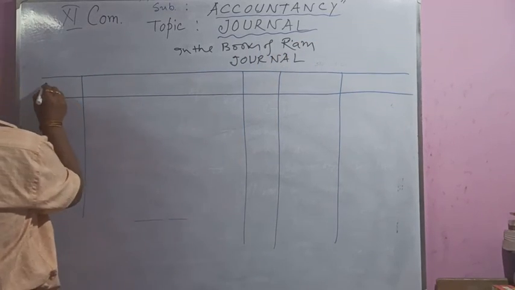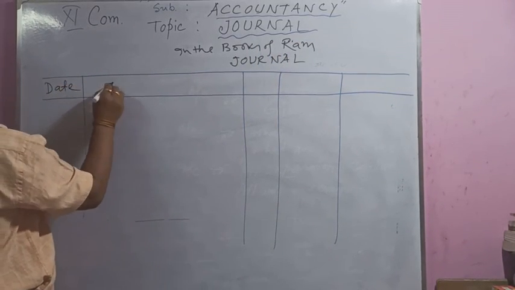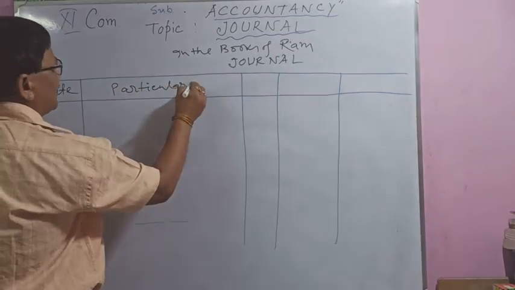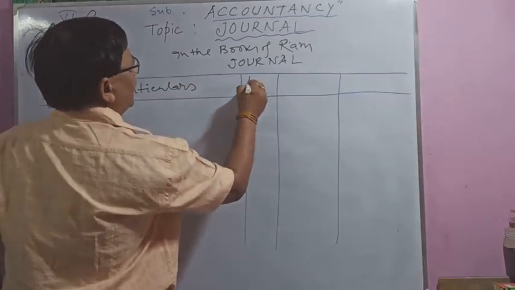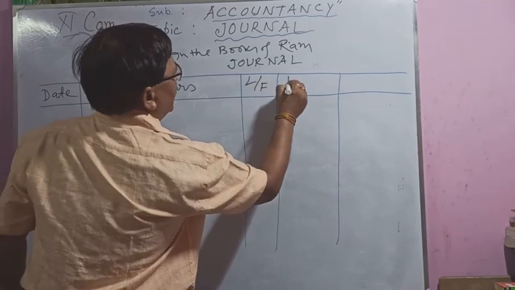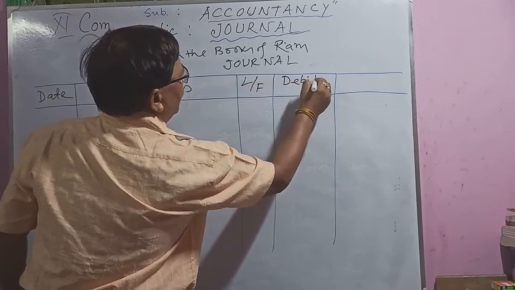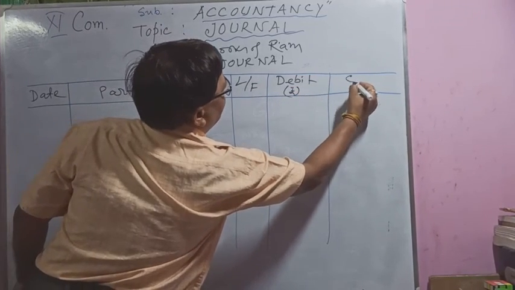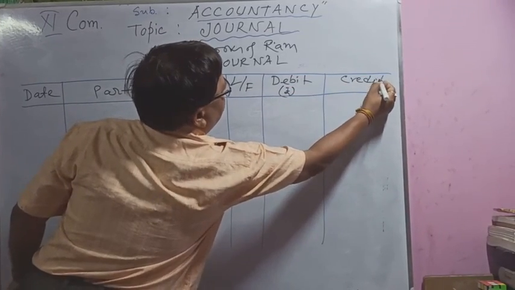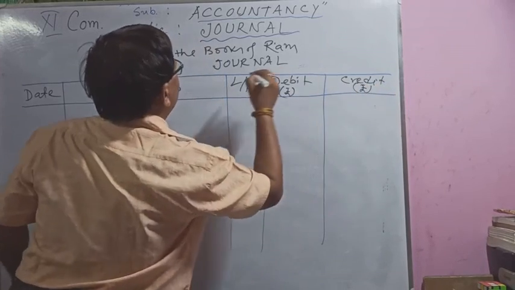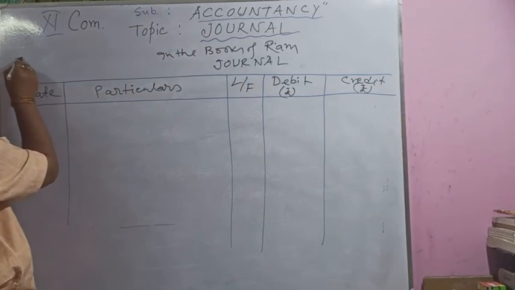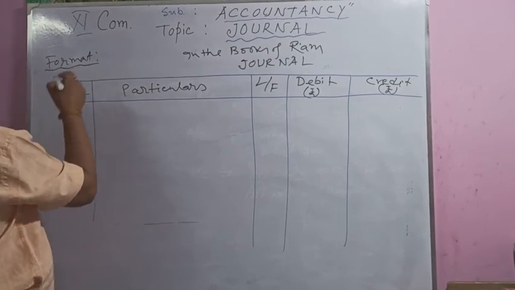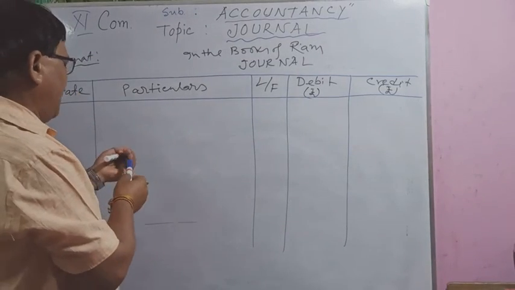Now there are 5 parts. The first part is known as date. The second part is known as particulars. The third part is known as ledger folio. The fourth part is debit, and the last part is credit. Now this is the format of journal.